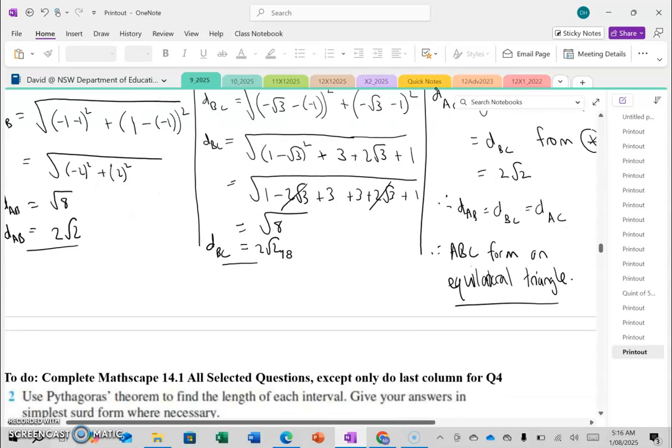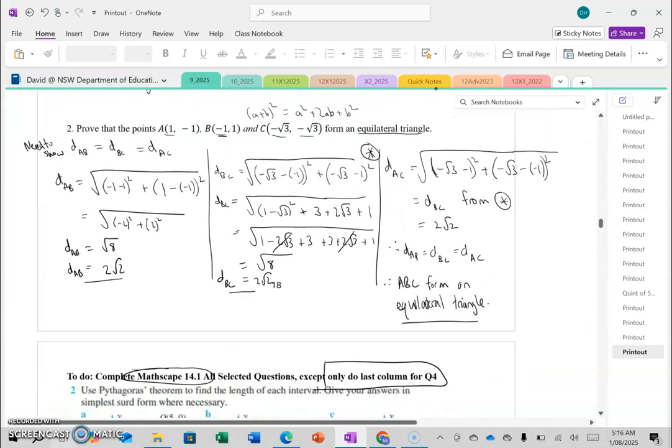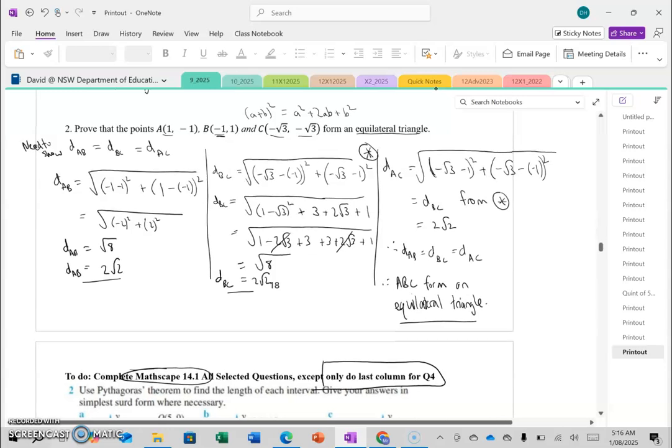Alright, what I'd like you to do is work on the Mathscape 14.1. Make sure when you get to question 4, you only do the last column. Don't go nuts and do all of it. It'll take too long.